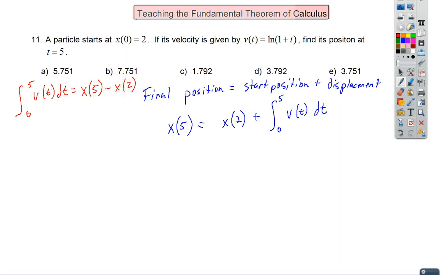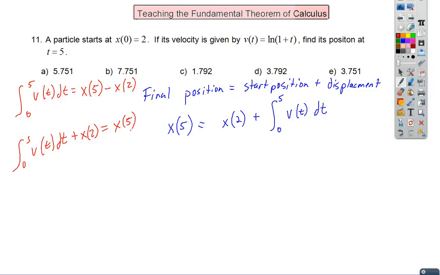And if I solve for x of 5, my position function, look what happens. The integral from 0 to 5 of v of t dt plus x of 0 is equal to x of 5. So this whole final position equals start position plus displacement is all a big use of the fundamental theorem of calculus, which is amazing. Think about this. Newton was amazing when he came up with this. Truly amazing.